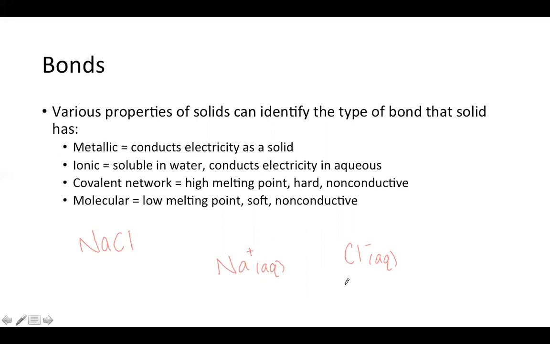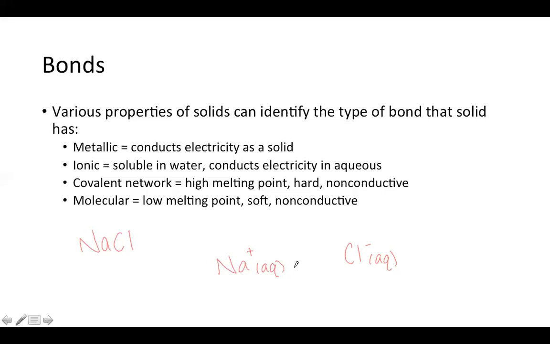Now, your covalent compounds could be either a covalent network or a molecular solid. The primary difference between them is their melting points. Covalent networks are more in these rigid lattices, so they have higher melting points, whereas molecular ones have lower melting points. But both of those are going to be non-conductive.